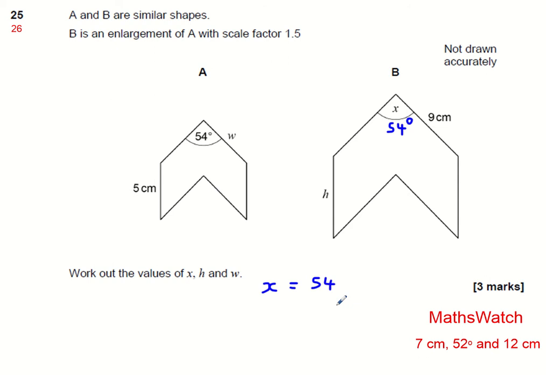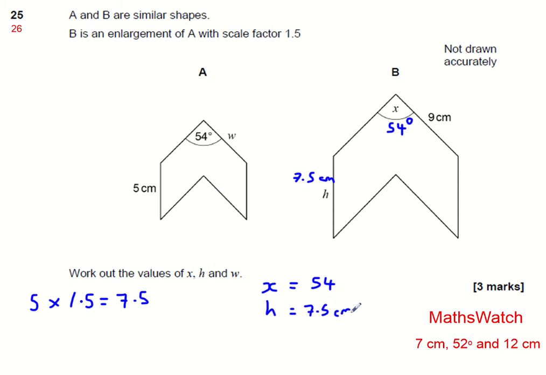Now we need to work out the lengths of the sides. So B is an enlargement of A with a scale factor of 1.5, which means that if you take a length of a side in A and multiply it by 1.5, you will get the size of that same side in B. So to work out H, we are doing 5 multiplied by 1.5 to give 7.5. So H is 7.5 centimeters.